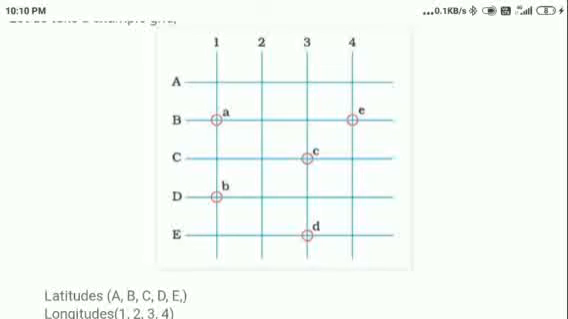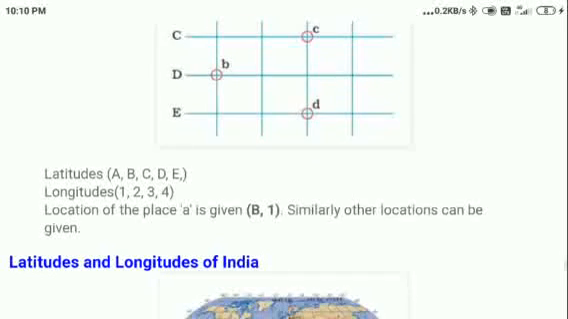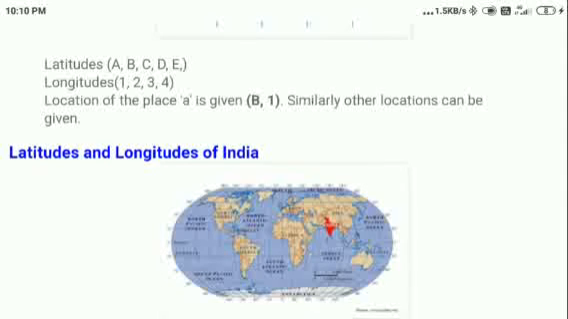For example, this is just for explanation. We have 5 latitudes A, B, C, D, E and 4 longitudes. If we want to find the location of any point, suppose for example A, then A is present on the B latitude and the first longitude. So its coordinate or location will be B and 1. Similarly for B it will be D and 1. For C it will be C and 3. That is how we can find the value for any place. Okay, so this was the example which we talked about.